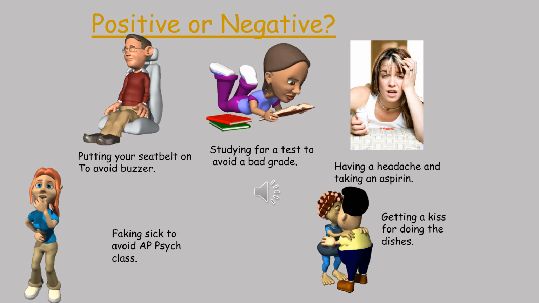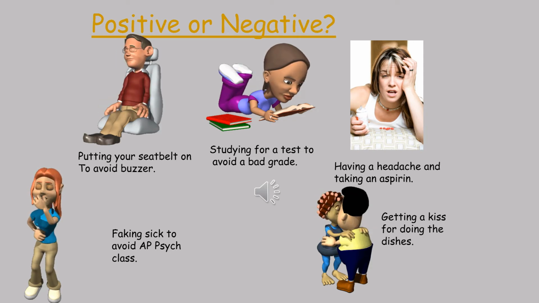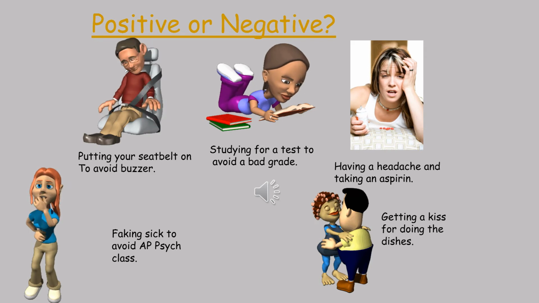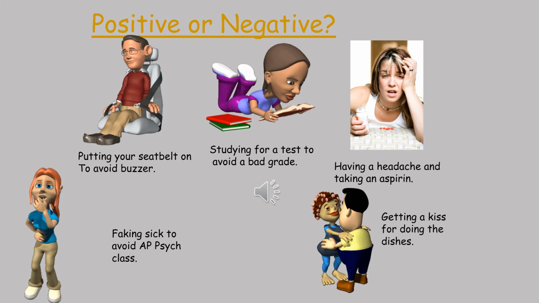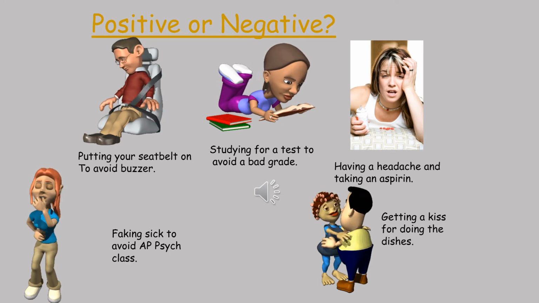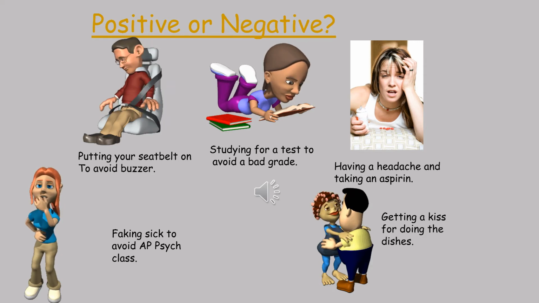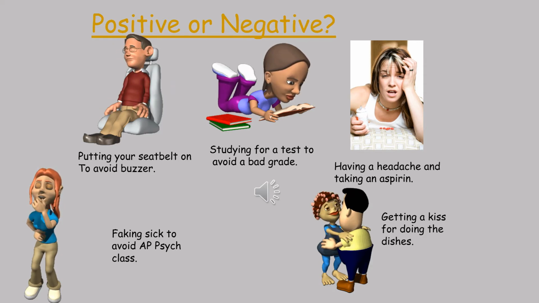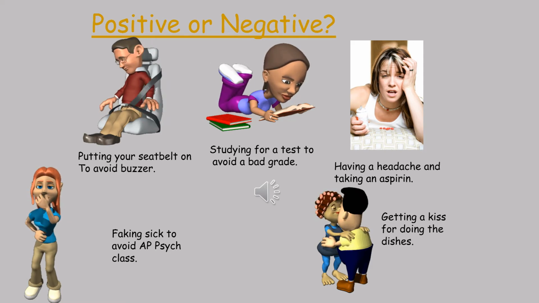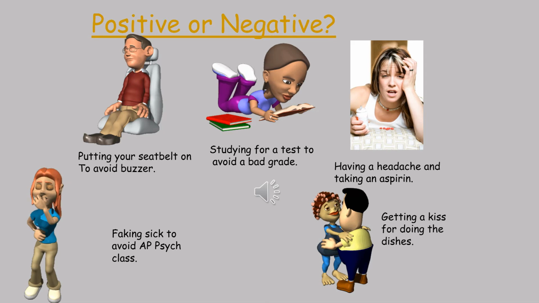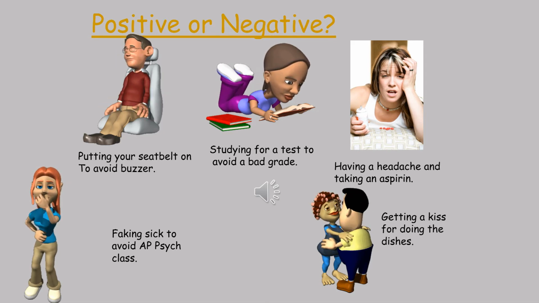First of all, putting a seatbelt on to avoid a buzzer. This would be negative reinforcement because you are removing something unpleasant. You are getting rid of that nagging, buzzing sound. Studying for a test to avoid a bad grade. Again, you are studying to avoid that grade. So you're trying to remove something unpleasant, which is, again, negative reinforcement.